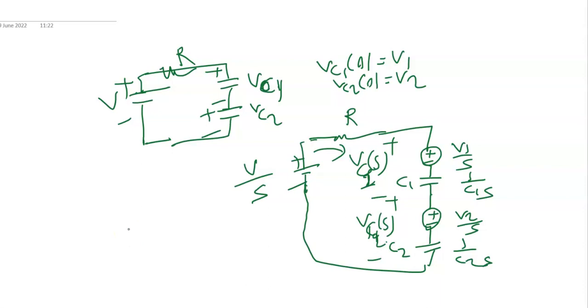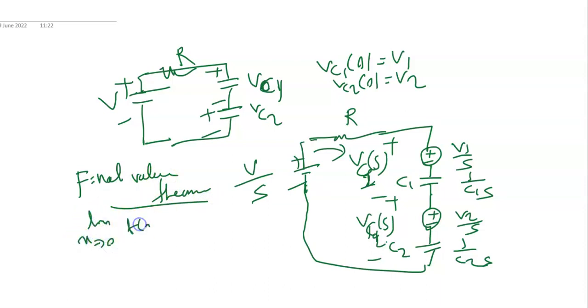Instead of doing this, suppose they have asked for the steady state value, then you use the final value theorem. What is the final value theorem? Limit t tends to infinity f(t) is equal to limit s tends to 0 of s times the Laplace transform F(s). So all this is about the initial voltage or steady state voltage across the capacitors. Hope you understand and you can apply it in competitive exams.